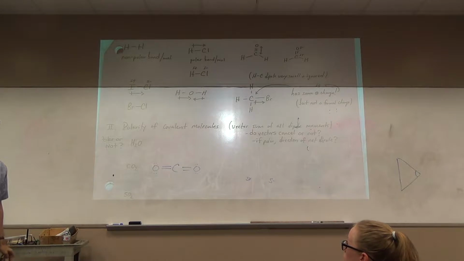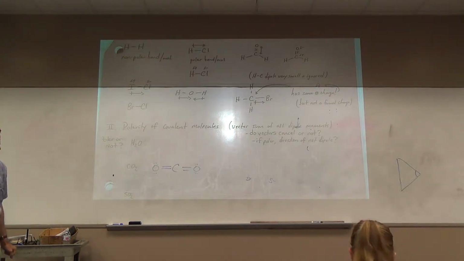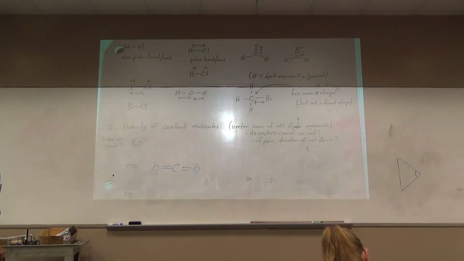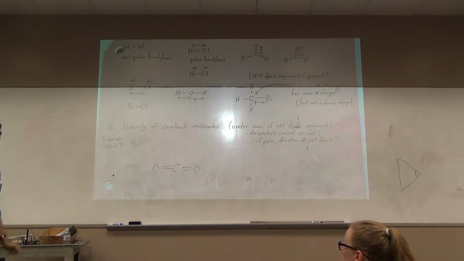SP. Not SP2, SP. How many pi bonds do you see that carbon making? It's got to have two p orbitals. It's only got two p orbitals if it's SP. SP, linear. Two regions, linear. There it is, it's correct.